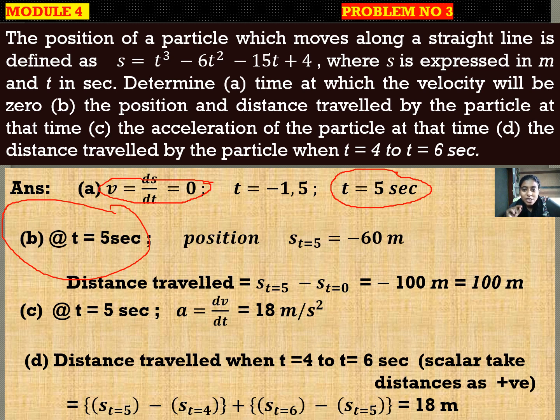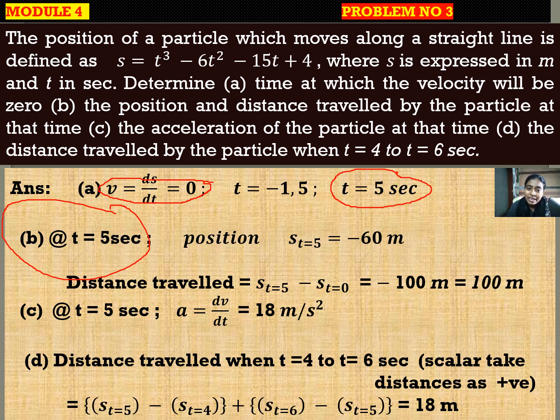The particle is moving in one direction, it has reached the maximum limit, that is at t is equal to 5, the velocity is equal to 0. Then it is returning back. So from 4th second to 5th second, the value for S is minus 8. It is travelling in one direction, and from 5 to 6 seconds it is travelling in the opposite direction, so it is 10. That is why the distance here is calculated as S at t is equal to 5th second minus S at t is equal to 4th second plus the distance travelled between the 5th and 6th second.